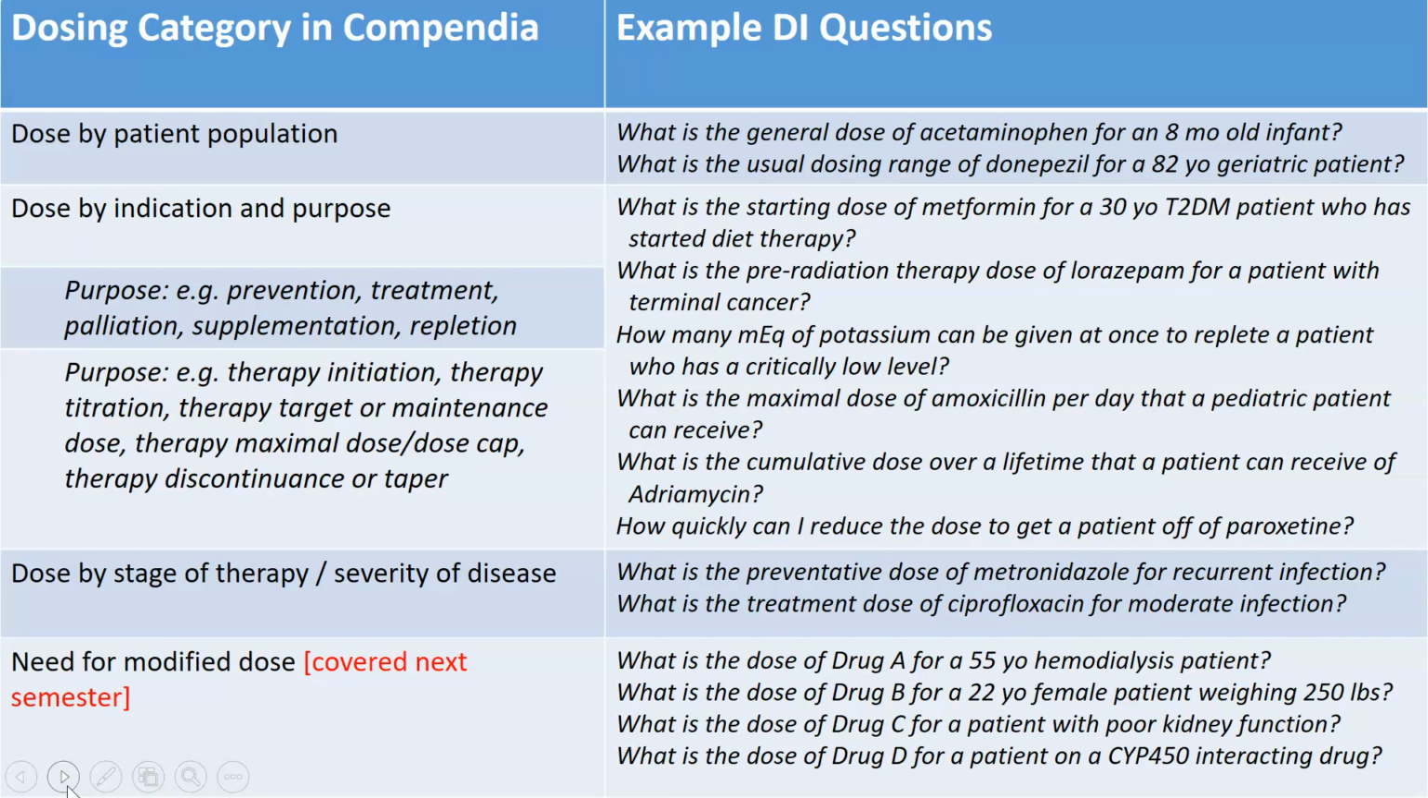But for most of your questions you will be given the indication and purpose of a medication, and you will have to find a dose that basically fits under that use category. And that's why we introduce you to the use methods and ways to look those up before we introduced you to dose. And then there are some variations, subsets of dosing where perhaps even once you know the indication and purpose, there may be some refined dosing based on the stage of therapy, so where they are in the continuum of care, and also perhaps how severe their disease is.